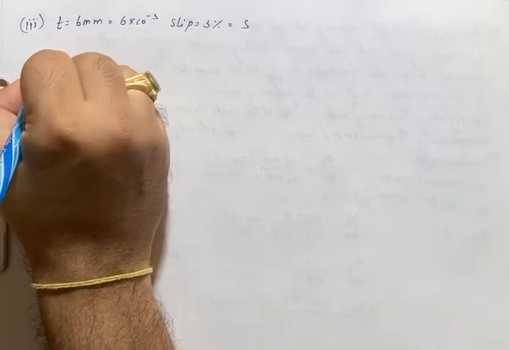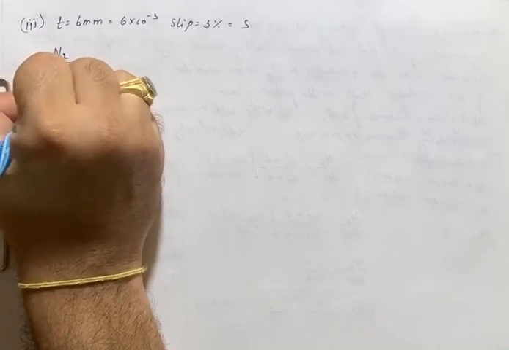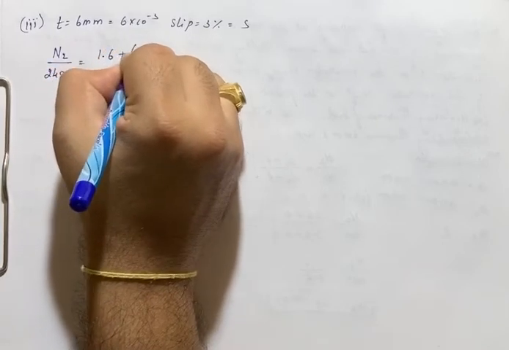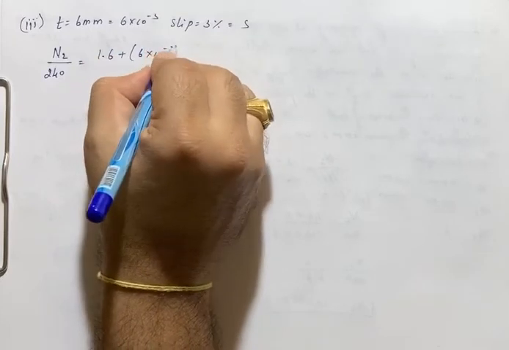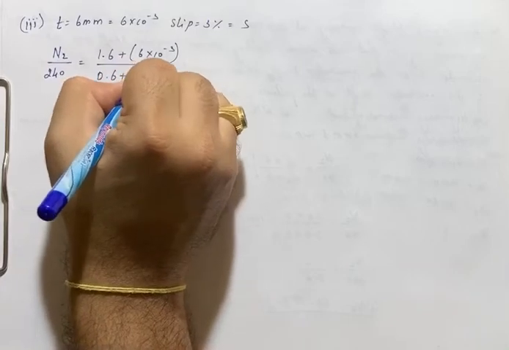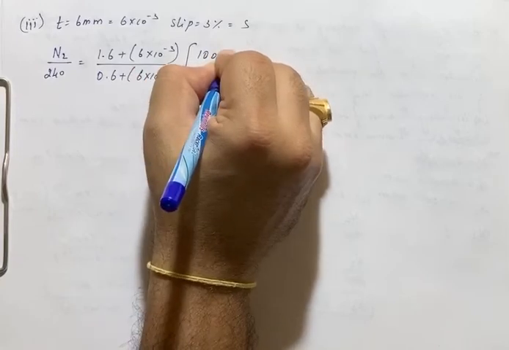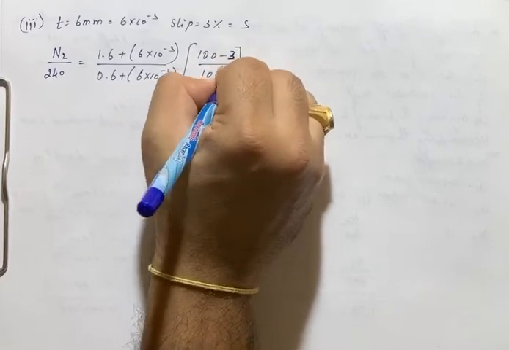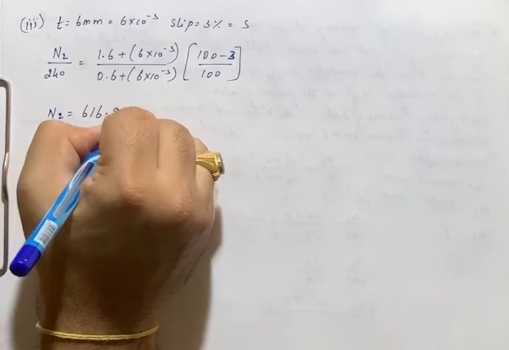Now in this, N2 is what I need to find out, N1 is 240 RPM, equal to D1 which is 1.6 plus thickness 6 mm, that is 6 into 10 raised to minus 3, divided by 0.6 plus 6 into 10 raised to minus 3, into 100 minus S, here S is 3, divided by 100. So I will get N2 for this as 616.9 RPM.